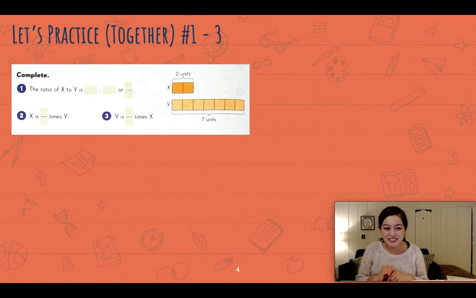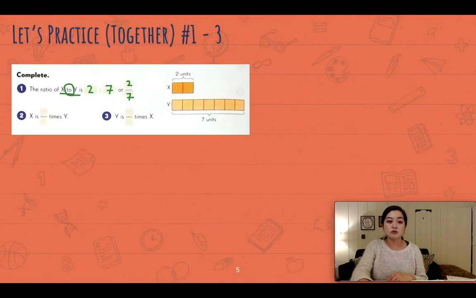Hey, how was it? All right, let's look at number 1. It says the ratio of x to y is, and they use a colon and also a fraction bar. So we just have to look at the model that they give us. x is the first term and y is the second term. That's the order that they give us. And we see x is 2 units and y is 7 units.